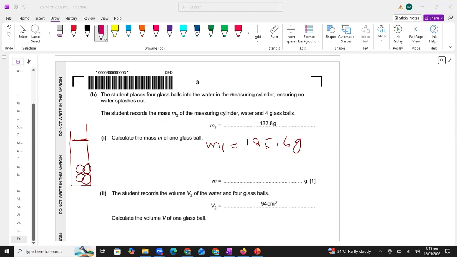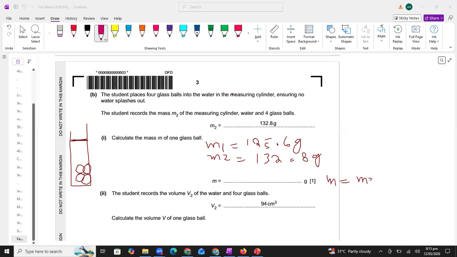Now what we are doing, we are pouring 4 glass balls into the water. So the new mass will become 132.8 gram. This is the final mass. So we have to calculate the mass of 4 balls first. So how will we calculate the mass of 4 balls?